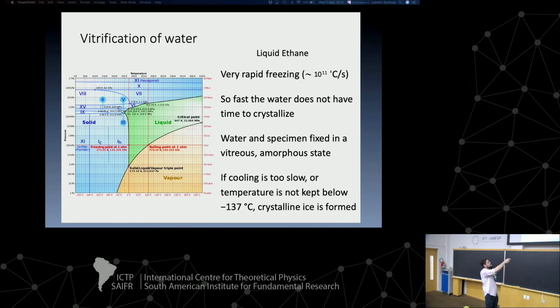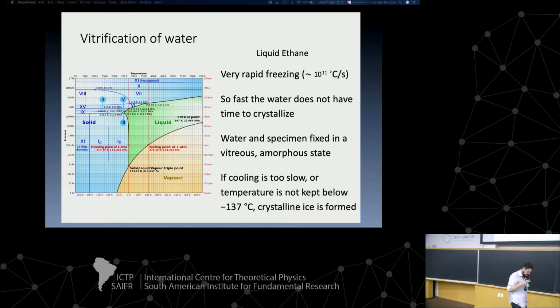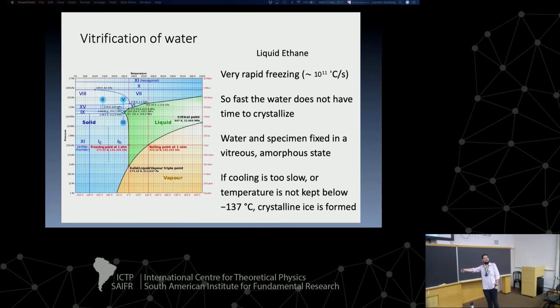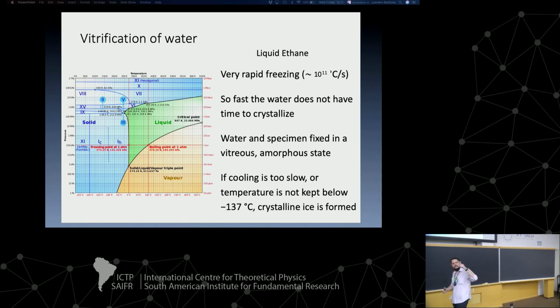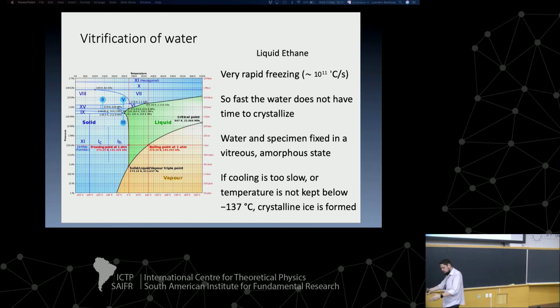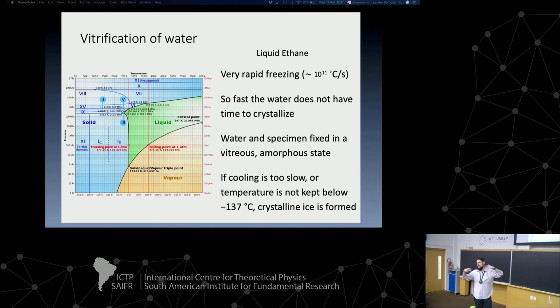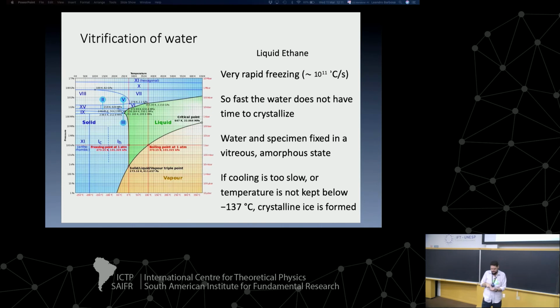To get an idea, liquid ethane has a temperature around -80, -85. If you remember, liquid nitrogen is almost -190 degrees, almost 100 degrees lower than liquid ethane. Nevertheless, the ability of liquid ethane to exchange its heat with water, to steal the heat of water, is much higher than liquid nitrogen. So if you try to do vitrification in liquid nitrogen, it will not work. You don't have vitreous water. You must have liquid ethane to make the vitrification.